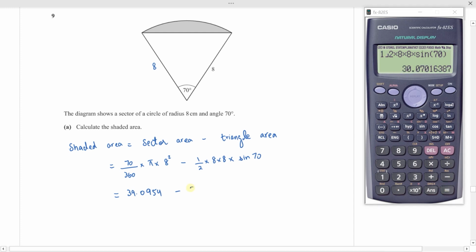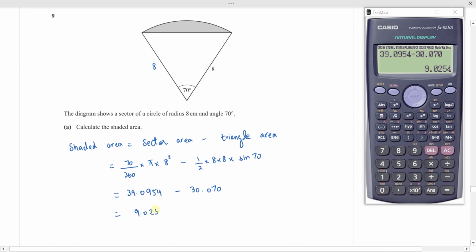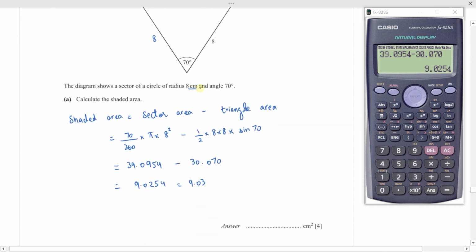So this is 30.070. So if I subtract this, 39.0954 minus 30.070. So this is 9.0254. So up to three significant figures, this will be 9.03. And the units are centimeters, so this will be centimeter squared. So 9.03 centimeter squared.